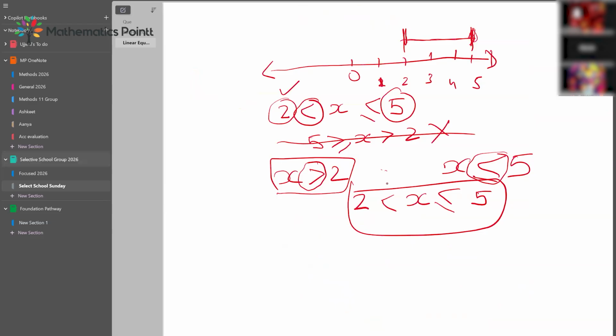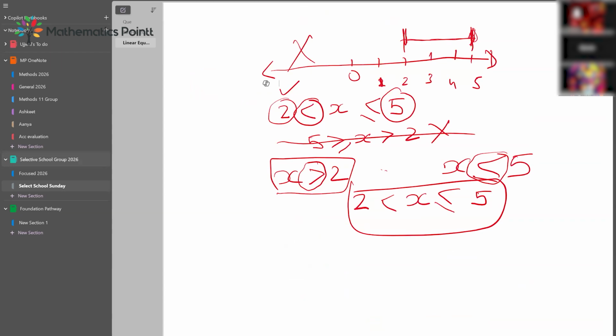So whenever you are given a wordy inequality and you have to write it down into numbers and you don't want to do a number line, which is fine, just break it down into multiple inequalities and then combine it. Is this making sense?